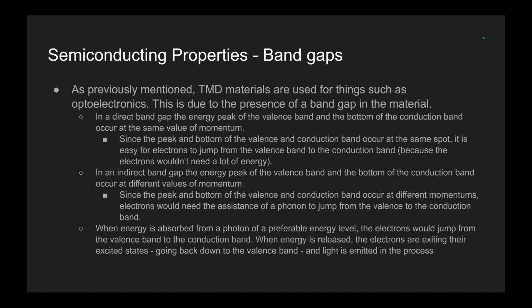In an indirect band gap, the energy peak of the valence band and the bottom of the conduction band occur at different values of momentum. Since the peak and the bottom of the valence band and conduction band occur at different momentums, electrons would need the assistance of a phonon to jump from the valence to conduction band. When energy is absorbed from a photon of a preferable energy level, the electrons would jump from the valence band to the conduction band. When energy is released, the electrons are exiting their excited states, going back down to the valence band, and light is emitted in the process.